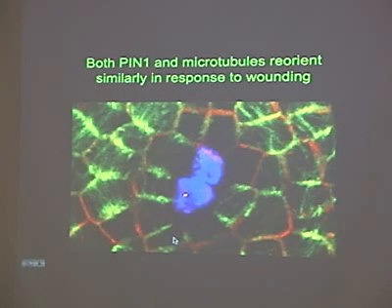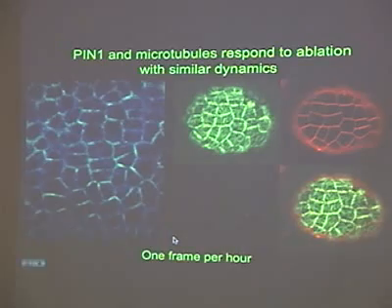We can redo our ablation experiment. We do the ablation. We get the circumferential alignment of the microtubules around. And also the PIN1 flees to the side of the cell that's opposite the wound. And we can do that.